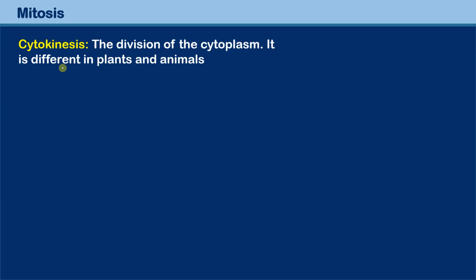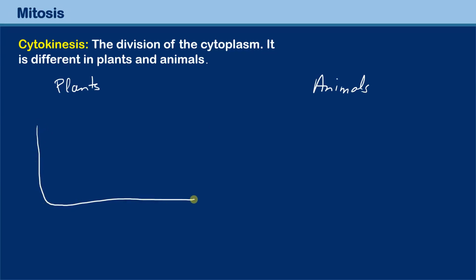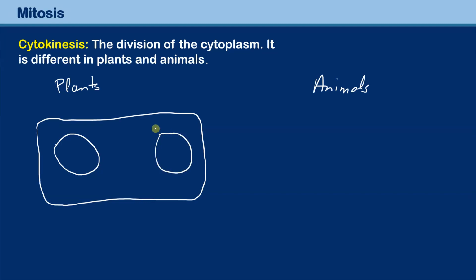Cytokinesis is the division of the cytoplasm. It is different in plants and animals. I'm going to show you how cytokinesis works in plants, and how cytokinesis works in animal cells. In plants, what we have is the following. We have our telophase cell over here with the two nuclei reforming. And because we have a cell wall on the outside, which is pretty hard and rigid, the plant divides by forming a new cell wall in the middle over here.